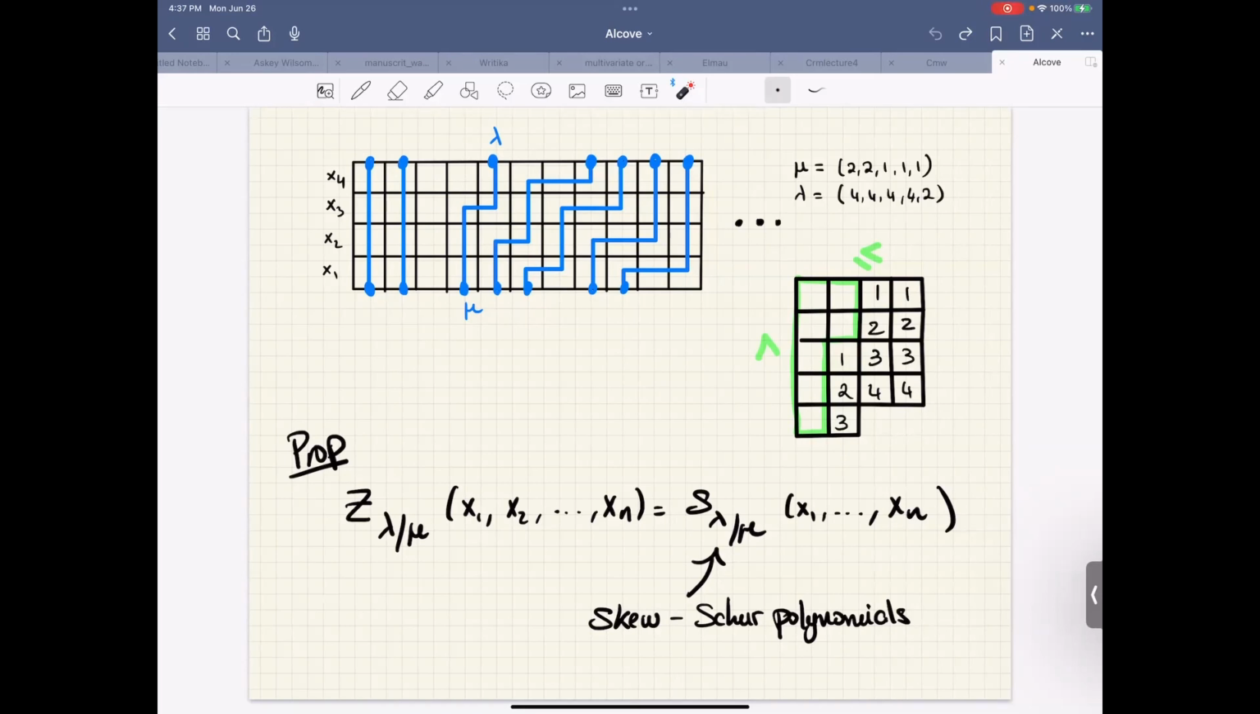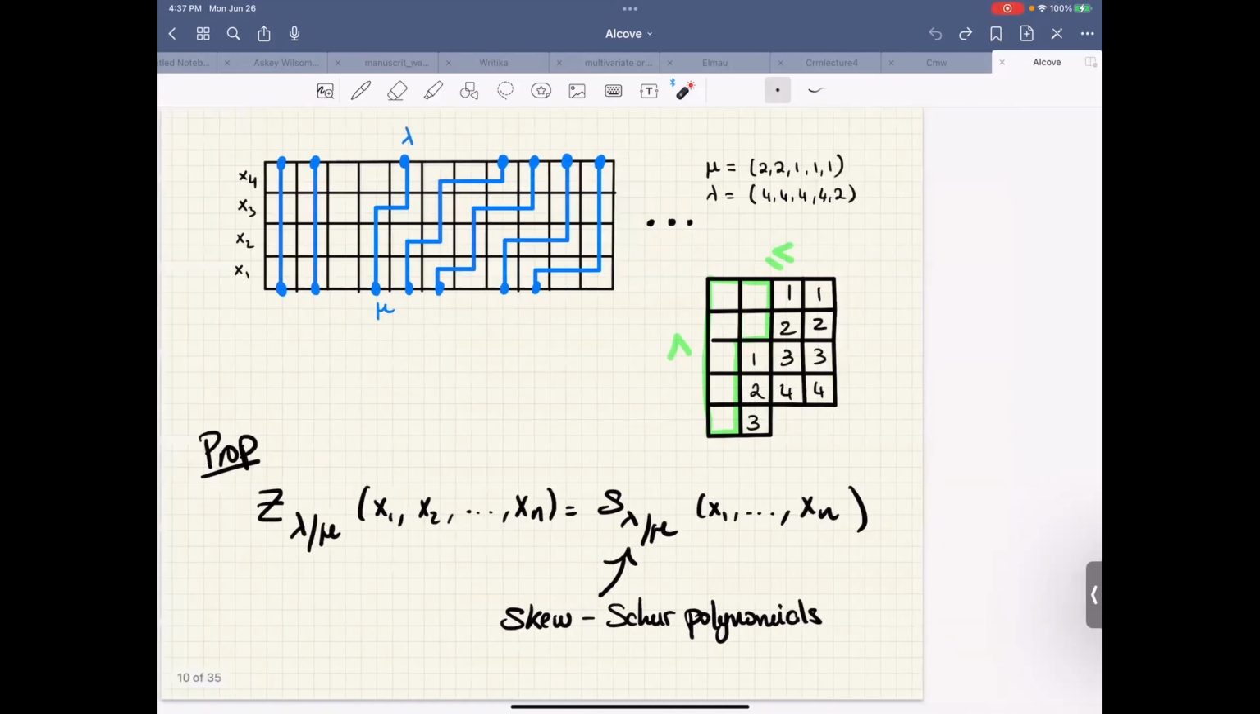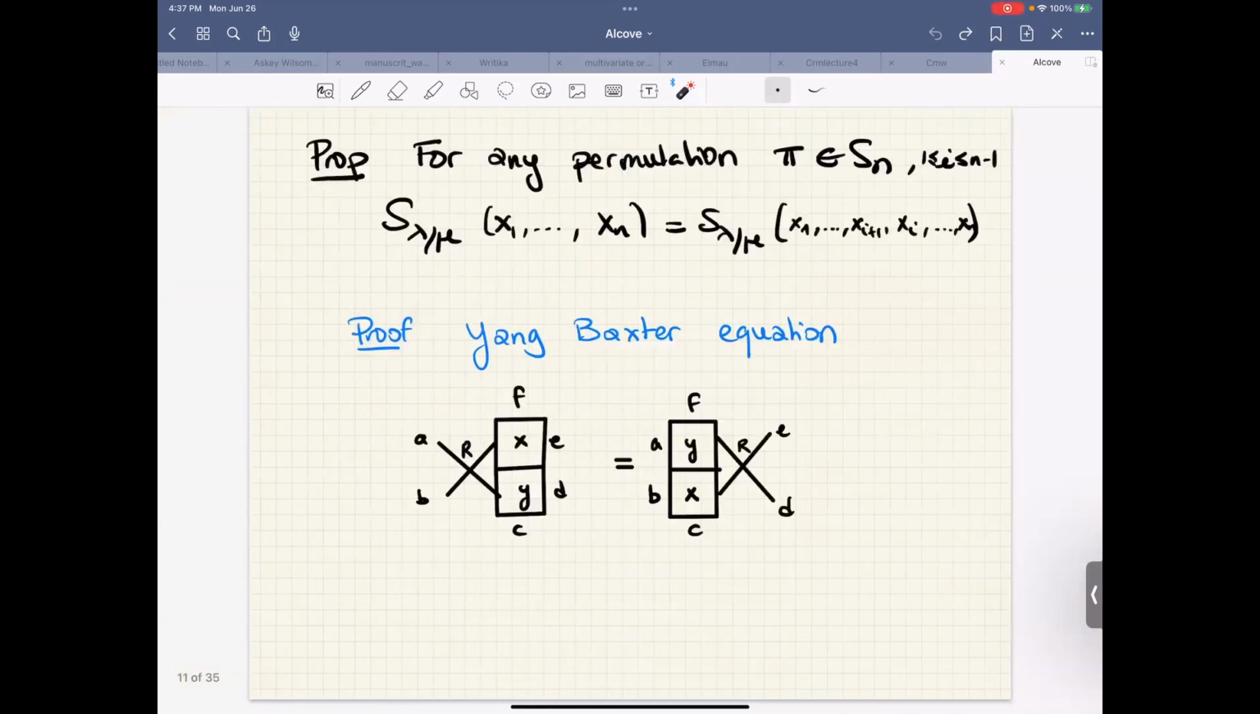So you can ask, why do I care to translate this semi-standard Young tableau to a vertex model that we know very well? It's that thanks to that, you have some extra tools, and one of them is called the Yang-Baxter equation. And what does the Yang-Baxter equation say? I guess I should check the time.